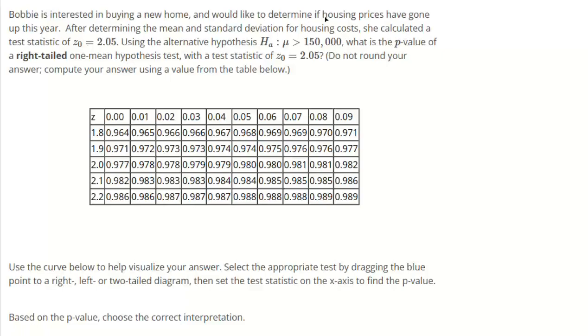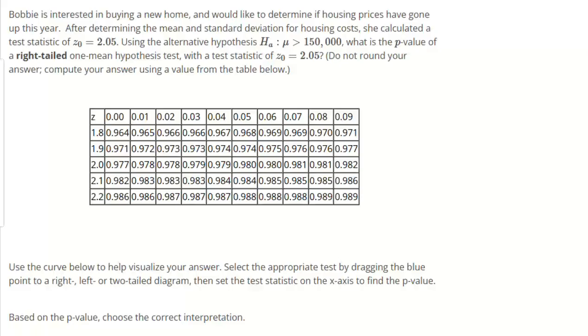Okay, so Bobby wants to know if housing prices have gone up this year. So that's the alternative hypothesis. The hypothesis you're trying to test, the thing you're trying to find out about, is your alternative hypothesis. So that's why they said HA is mu is greater than 150,000. So what is the p-value of a right-tailed one mean hypothesis test?